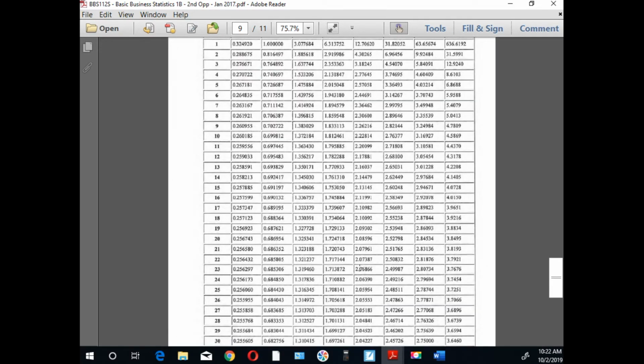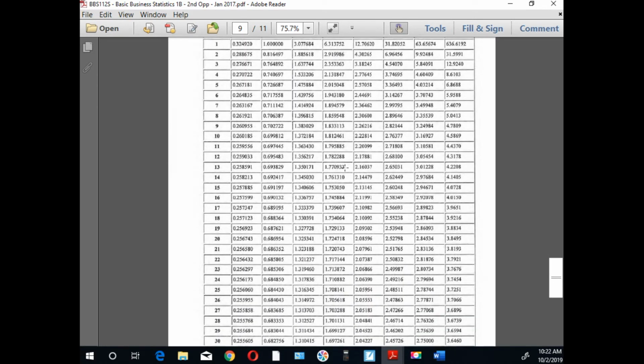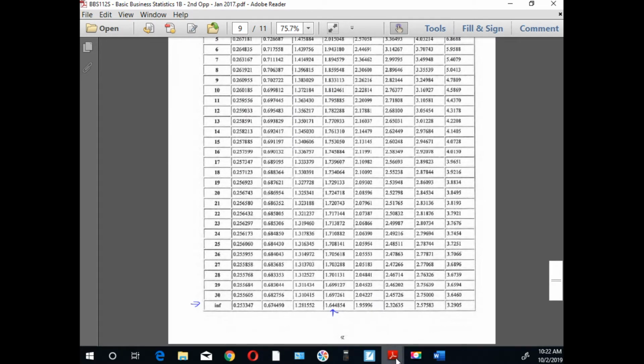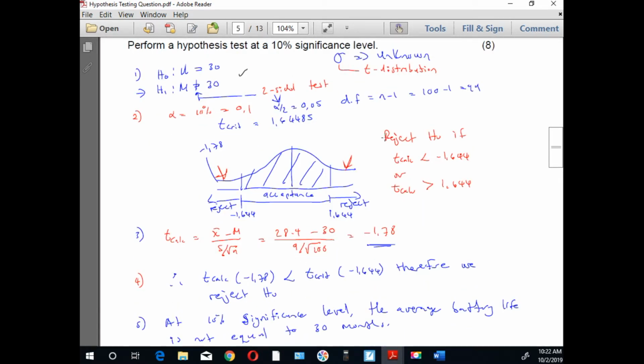What is important is the alpha. In this case it was alpha over 2, meaning you had to divide our alpha, which is 0.1, by 2, and we ended with 0.05. So you look at 0.05. From there we state our decision rule. This is how you state your decision rule, to say reject H0 if, depending on what the graph is saying. You can have the graph or you can just state the rejection rule this way.